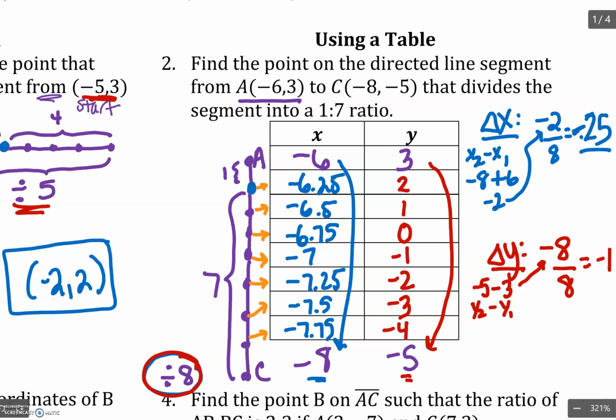Now remember that we wanted the point to be 1 segment on one side of it and 7 on the other. This point here has 1 segment on one side of it and 7 segments on the other. Not points, segments. That point is our final answer here. So the point is negative 6.25, 2.